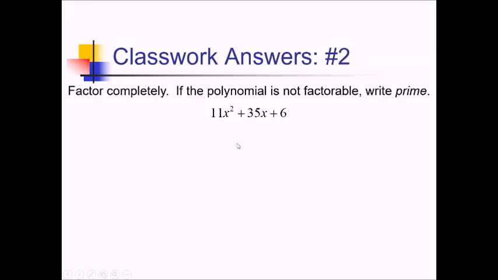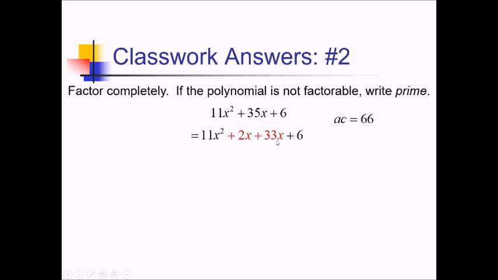On this one, since I don't have an a value of 1, and I can't just factor 11 out of all this stuff, I'm going to use the AC method. 11 times 6 gives us an AC value of 66. So now I need factors of 66 that add up to 35. So 1 and 66 won't do it. 2 and 33, well, that adds up to 35, so I think that's what we're looking for. So I'll split up my 35 into 2x plus 33x.